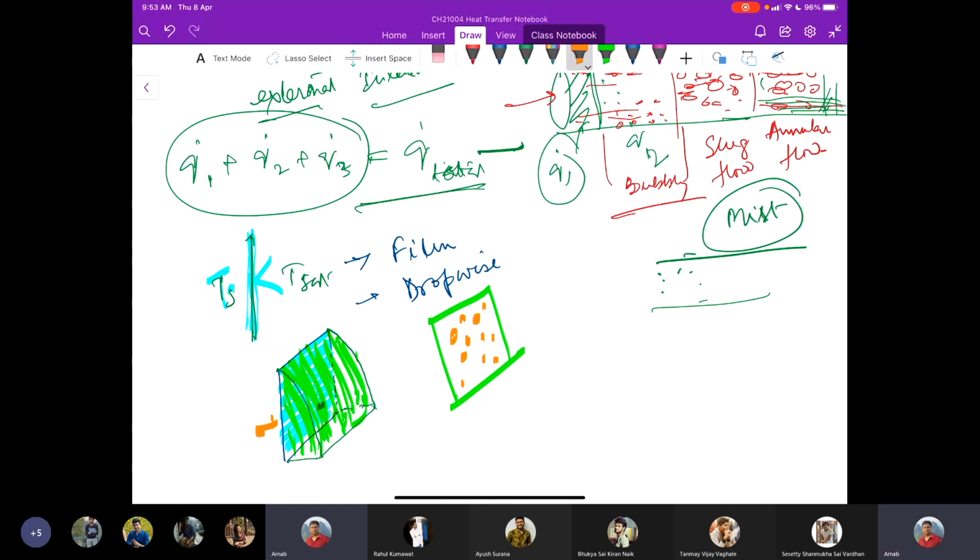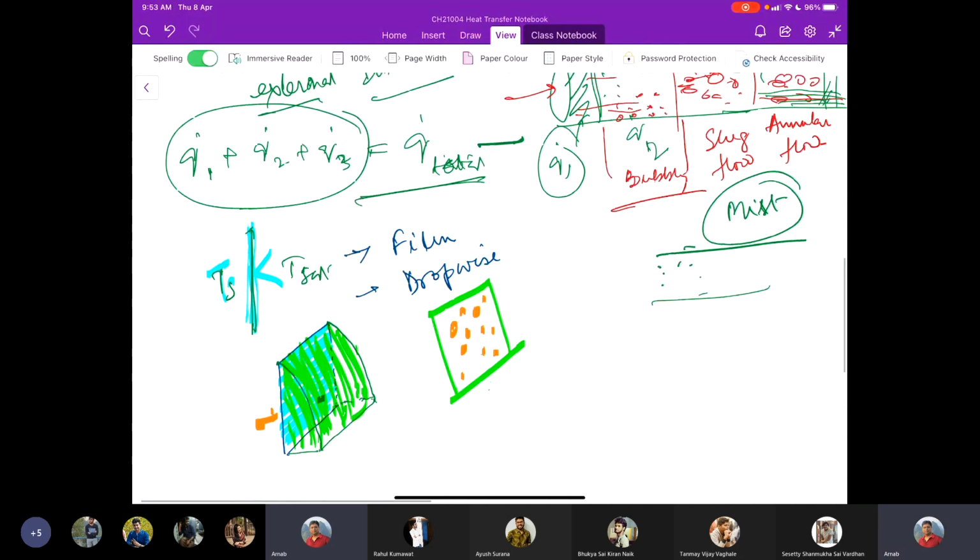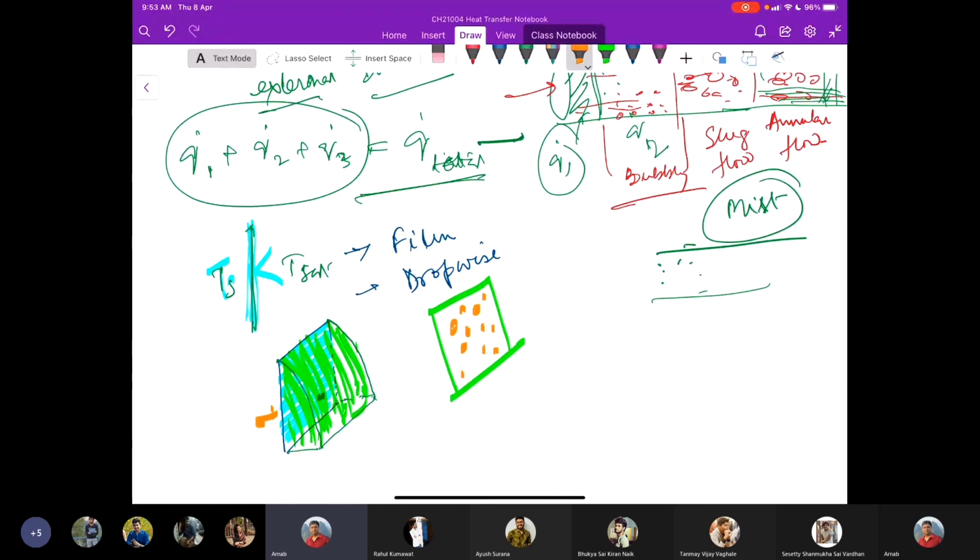The heat of vaporization, that is our h_fg. Now this, when it is released as the vapor condenses, it has to pass through this resistance. Okay.